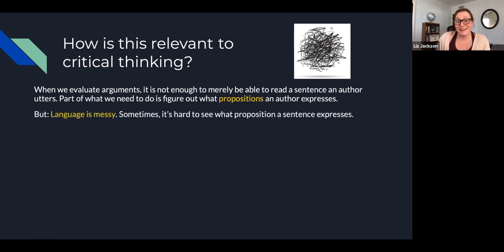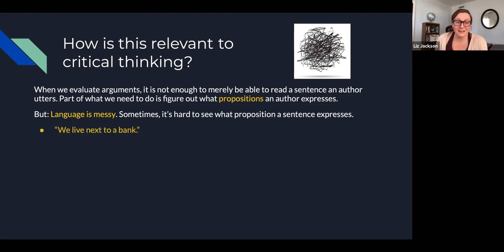And it can get tricky here because language is messy. Again, we can express the same idea with different sentences. We can express different ideas with the same sentence. Some sentences maybe don't even express a proposition at all. So it's just hard to see what proposition a sentence expresses.